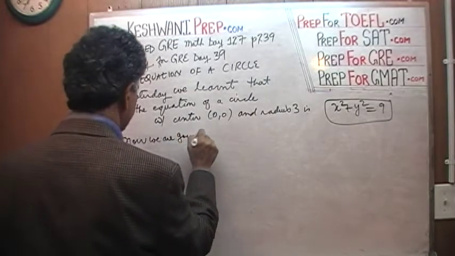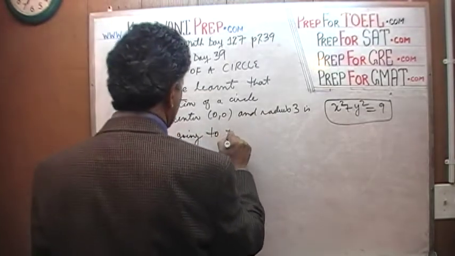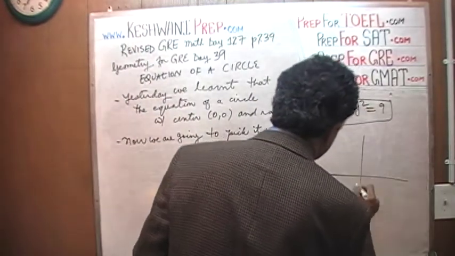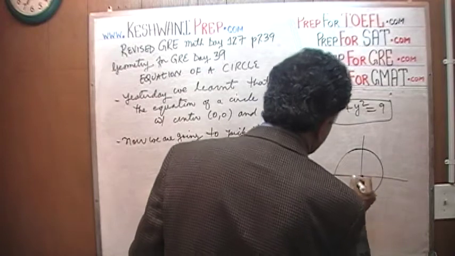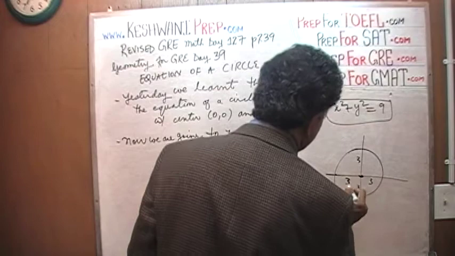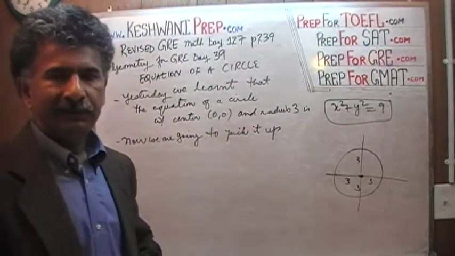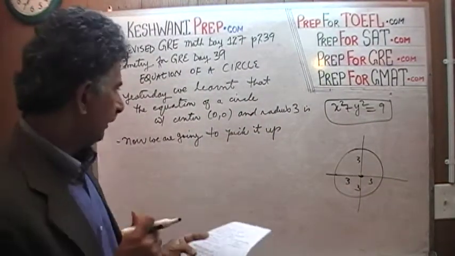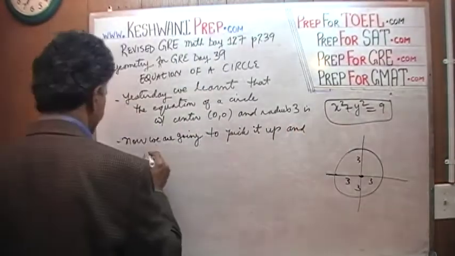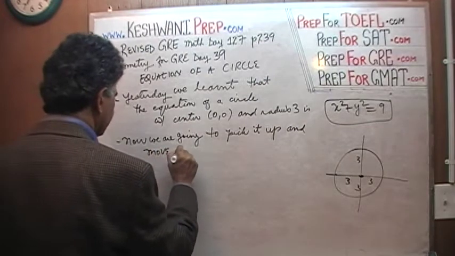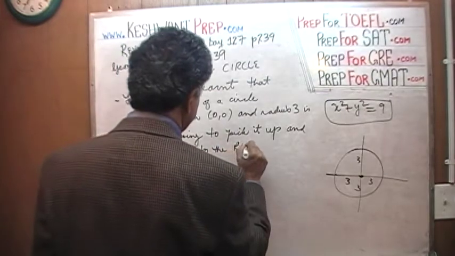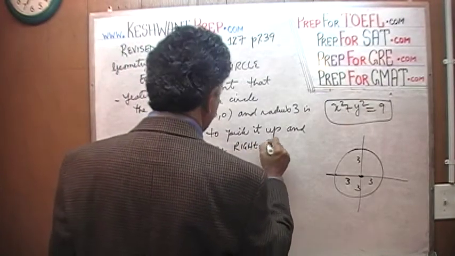we are going to pick it up. He's sitting right here nicely. He's happy. Right here. This is 3. From here to here is 3. This is 3. This is 3. He's sitting right in the center with the radius of 3. We're going to pick it up and move it to the right 6 units.